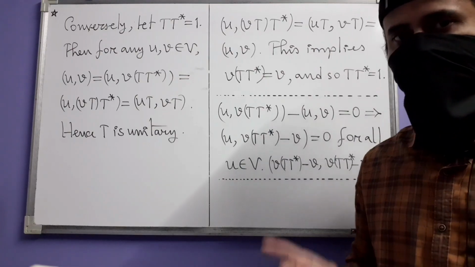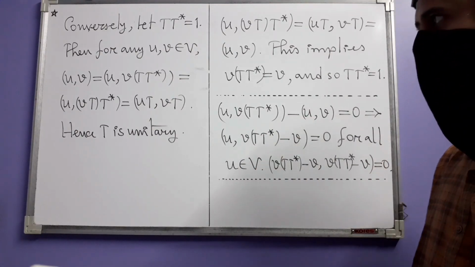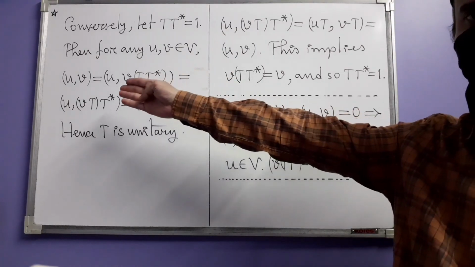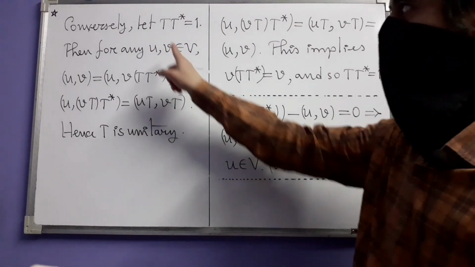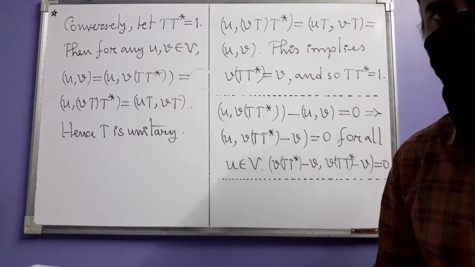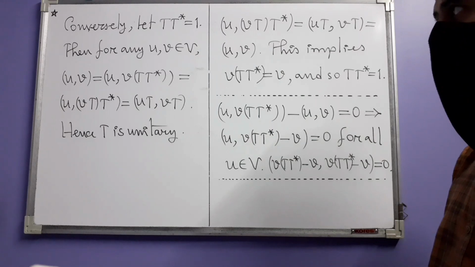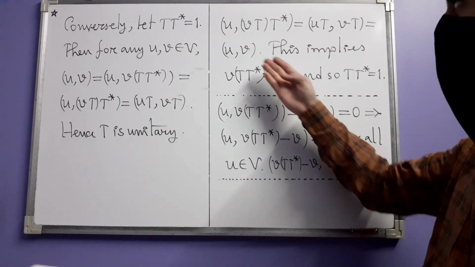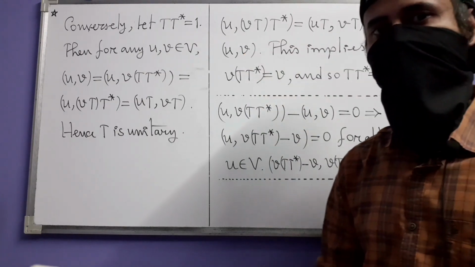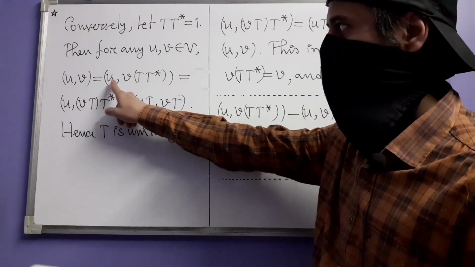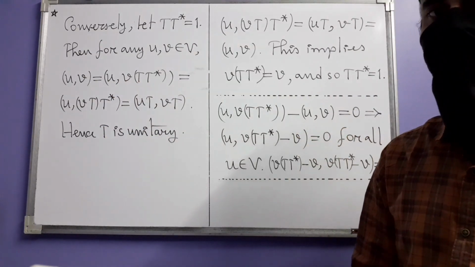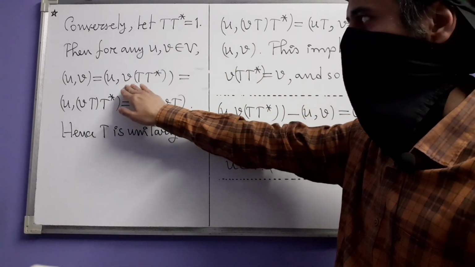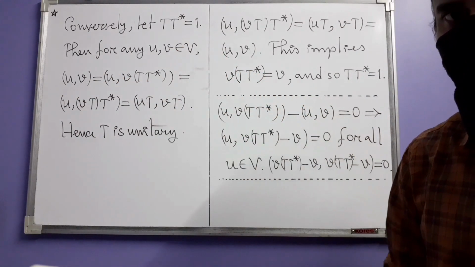The converse part also actually uses the exact same calculation, just interpreted in a slightly different way, because the hypothesis here in the converse part is the conclusion here. That means now we are starting with this. This is our hypothesis that T T star is equal to 1. Then for any two vectors u and v in V, this time we consider this one. That means we start with this one. The inner product of u and v is equal to the inner product of u and vT T star. And that is because this is the identity transformation. So the T T star image of v is just v. So it's coming from there.